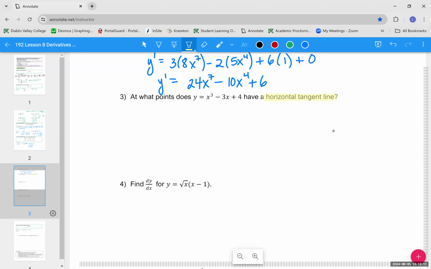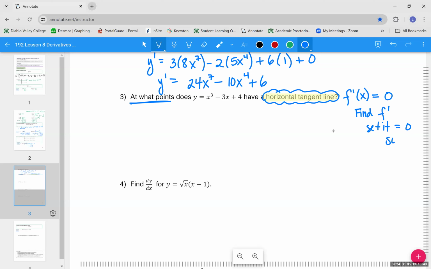Okay, so what does that mean in terms of a derivative? If the tangent line is horizontal, what does that mean? What kind of slope does a horizontal line have? It has a slope that's equal to 0. Okay? So if the tangent line is horizontal, then that means the derivative is 0. So at any point when it's asking you, where is there a horizontal tangent line, you're going to find the derivative. You're going to set it equal to 0, and then you're going to solve.